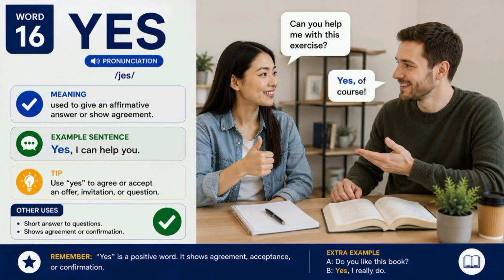Number 16 is yes. It is used to give an affirmative answer or show agreement. For example, yes, I can help you. Use yes to agree or accept an offer, invitation, or question. It is used for short answers to questions and shows agreement or confirmation.